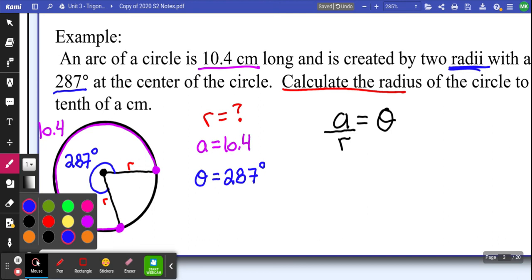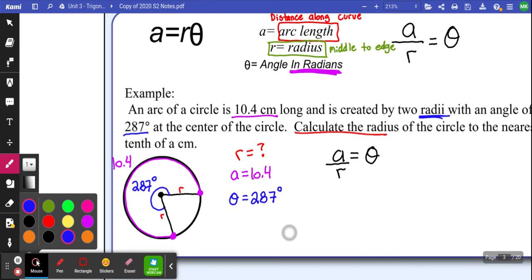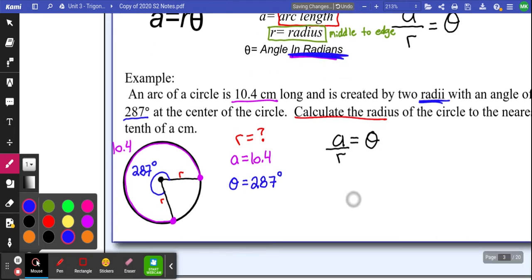That's a problem, isn't it? Why is it a problem? Our formula has to be in radians. Has to be, right? Like that's what the formula is based off of, radians. So you're going to have to convert that.